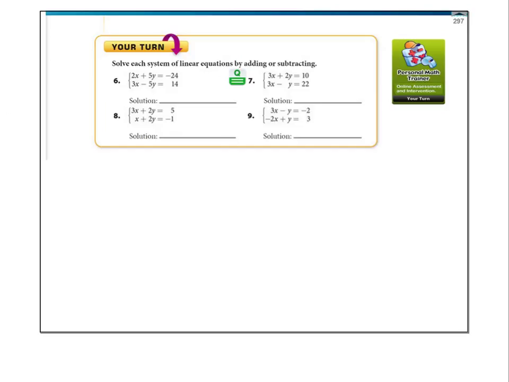So now we're on page 297. You might want a separate sheet of paper to work these out. It's up to you. There's not much room on here. So I'm going to write number 6 down here where I have some room to work on it.